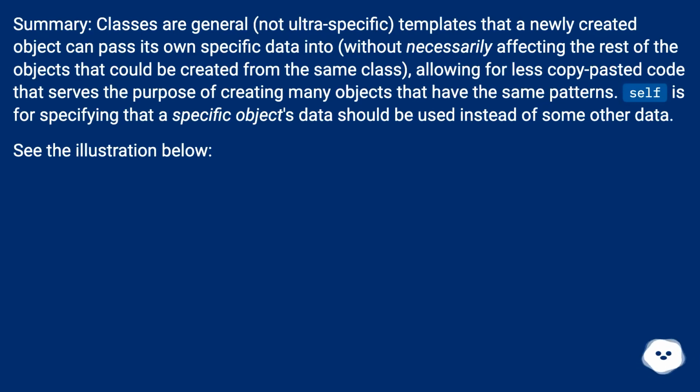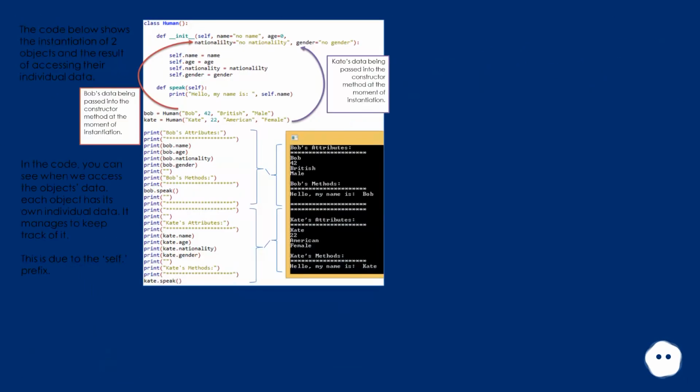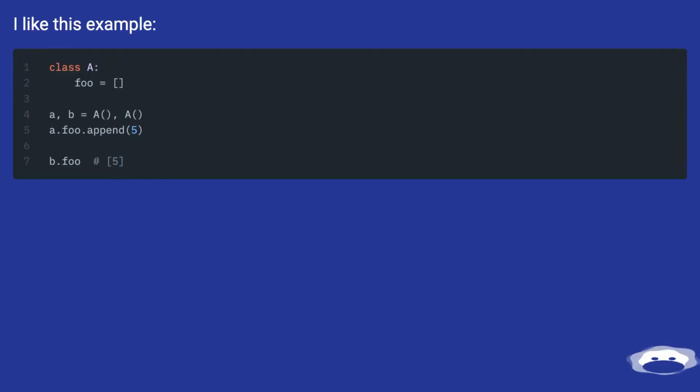Summary: classes are general, not ultra-specific, templates that a newly created object can pass its own specific data into, without necessarily affecting the rest of the objects that could be created from the same class, allowing for less copy-pasted code that serves the purpose of creating many objects that have the same patterns. Self is for specifying that a specific object's data should be used instead of some other data. See the illustration below. I like this example.